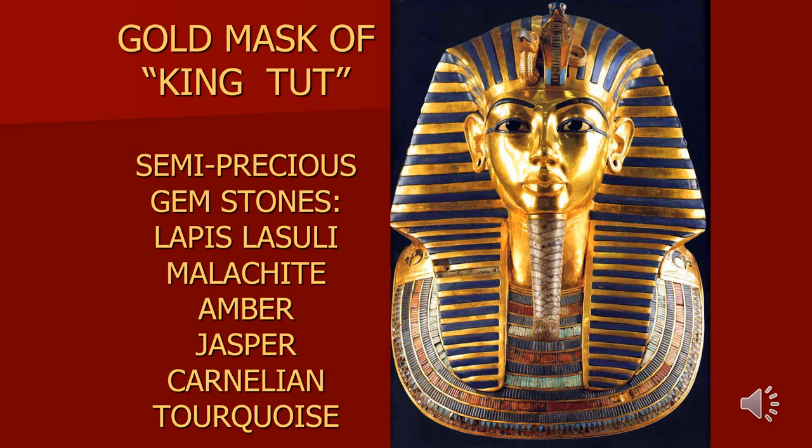And besides the mask, there were three strands of beads with lotus, which symbolizes rebirth, and then all these other amulets wrapped in the mummy's wrappings and all around the outside of the mummy to ensure him safe passage into the afterlife.